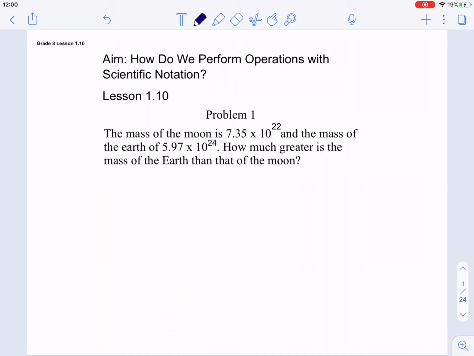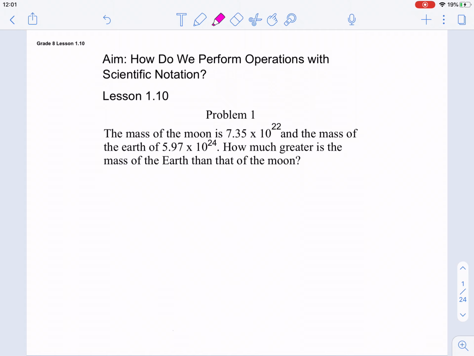Today's lesson is on how do we perform operations with scientific notation. Problem 1. The mass of the moon is 7.35 times 10 to the 22nd, and the mass of the earth is 5.97 times 10 to the 24th. How much greater is the mass of the earth than that of the moon? Take a second to copy down the question.